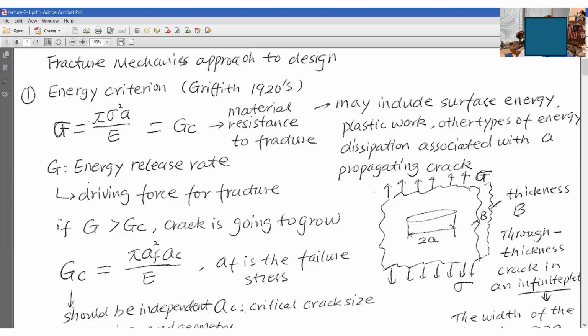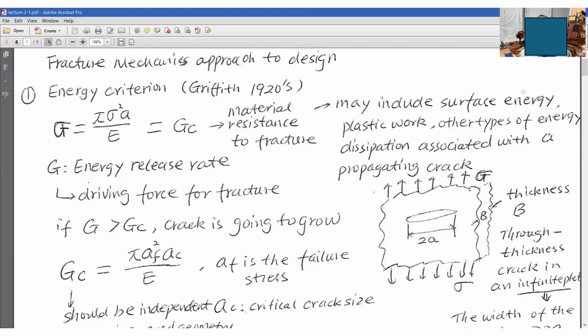They use this equation to calculate G, and G is called the energy release rate. So this method is from the perspective of energy release rate. G equals pi sigma squared a over E, where sigma is the applied stress, a is the crack length, and E is Young's modulus. They compare this G with GC, and GC is the material resistance to fracture. It is a material property.